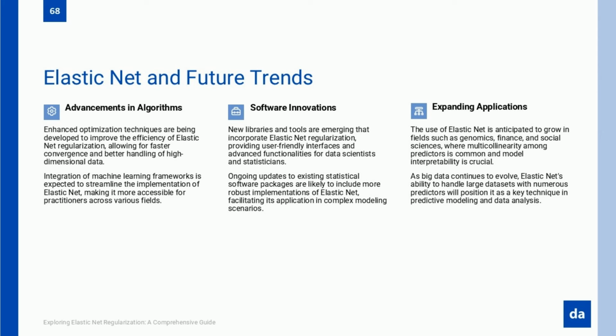The two key hyperparameters in ElasticNet are lambda, regularization strength, and alpha, L1 versus L2 ratio. Lambda controls how much regularization is applied, while alpha determines the balance between L1 and L2 penalties. Proper tuning of these parameters through cross-validation is essential for optimizing model performance and generalization.